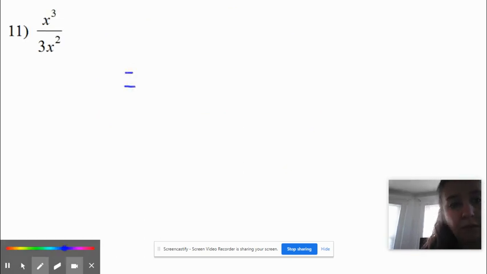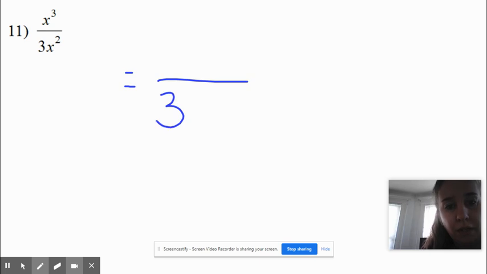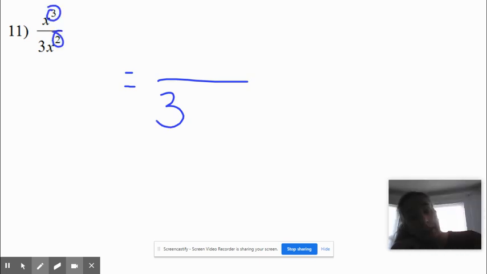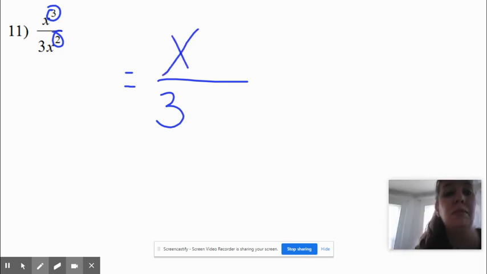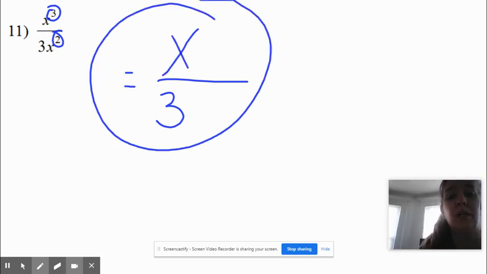Okay. That big 3 stays here. Nothing we can do with that. And then 3 minus 2 is 1. So we have x to the first power somewhere. We don't really write ones in our final answers, like if it's an exponent. So it's going to just be an x, and it's going to go on top because that's where the original bigger one was.